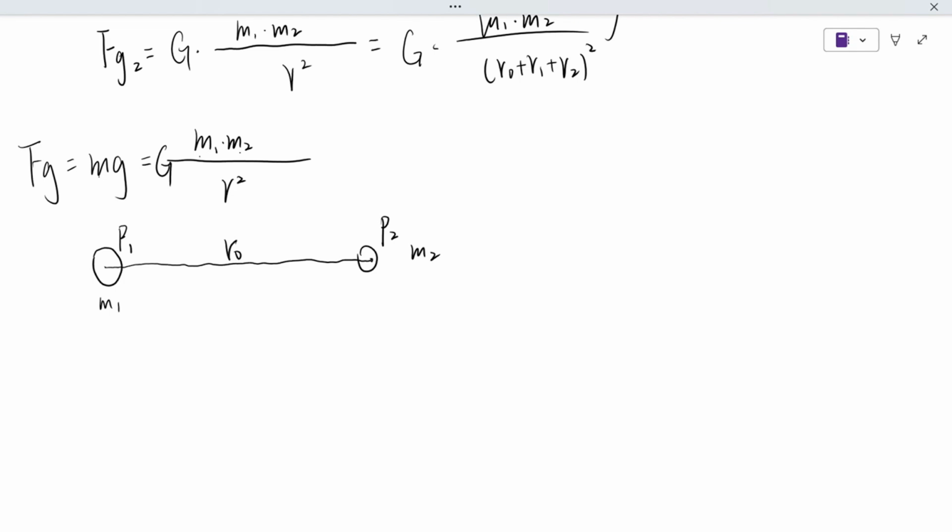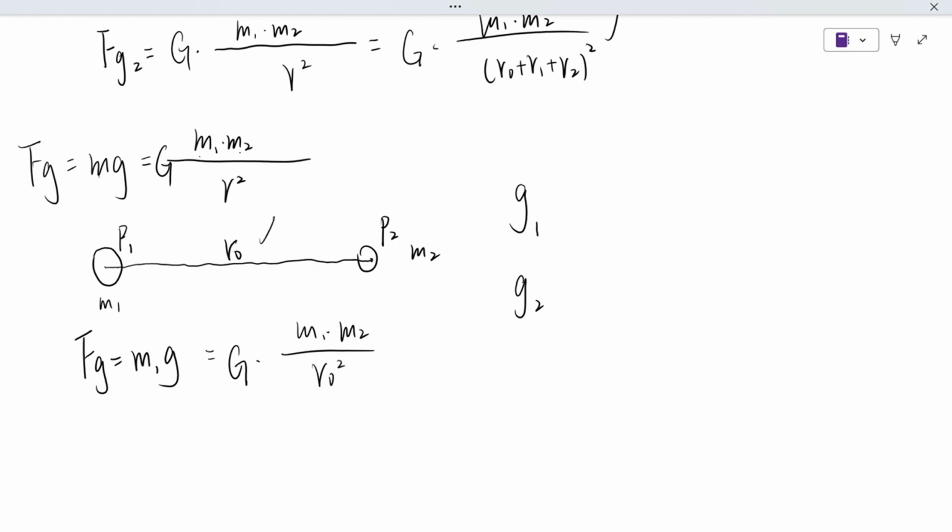And asking you, what is the gravitational field, or the gravitational constant, or the acceleration due to gravity on planet number one, and ask you what is g2 on planet number two. So for planet number one, Fg is equal to m1g, right? Because planet one has its own mass, m1, and that is equal to big G times m1, the mass of the first planet, times m2, the mass of the second planet, over r naught squared. Because r naught is just the distance between the centers of mass, and I already told you, which is right here.